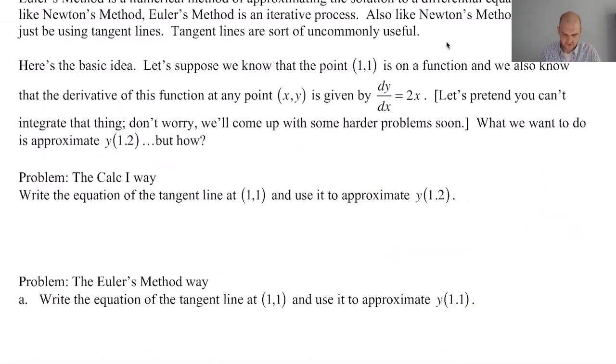So let's see the question. Let's suppose we know that the point (1, 1) is on a function. That's like your initial condition. We also know that the derivative of this function at any point (x, y) is given by dy/dx = 2x. We're going to pretend that we don't know how to integrate that, just for the purposes of this, because usually you can't actually integrate, or you don't want to, or you have your reasons. So we want to approximate y(1.2). When x is 1.2, what is y? We're going to approximate it.